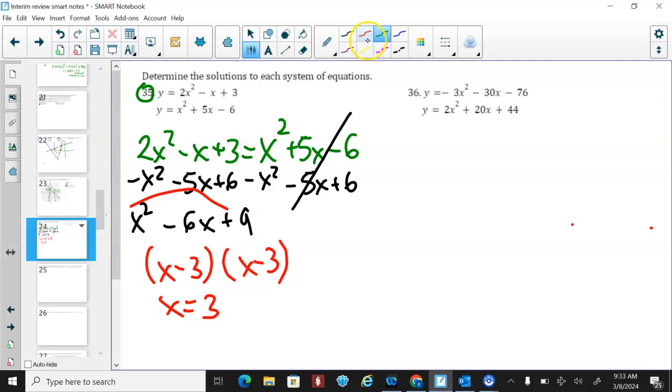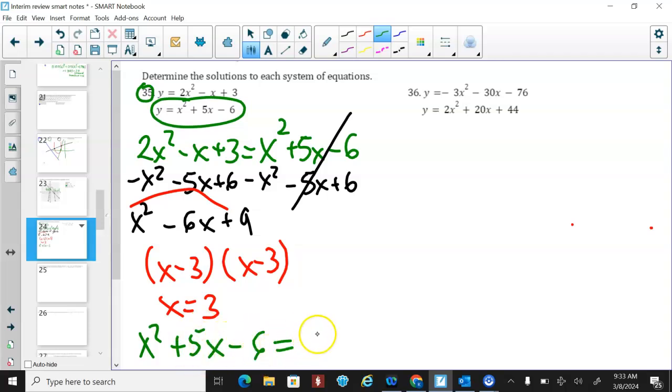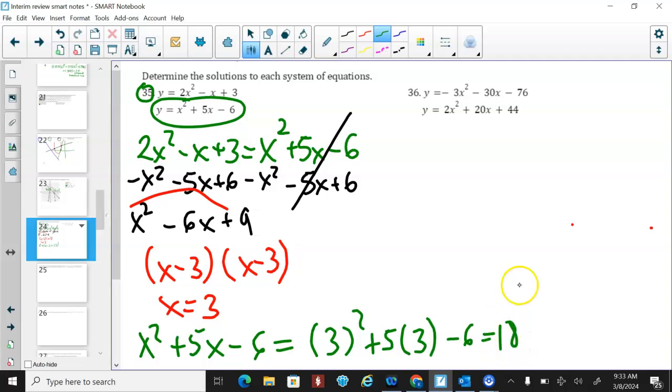They're the same factors, so x will equal +3. Now, I have to take this 3 and plug it back into one of the equations. So I'm going to plug it into x squared plus 5x minus 6. So instead of the x, I'm going to plug in the 3. So it's 3 squared plus 5 times 3 minus 6 equals 18. So my point, this is my y, okay? So my point right here is 3 for x and 18 for y. That's my solution, okay, for this equation.